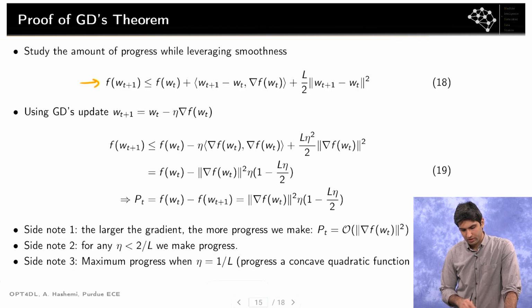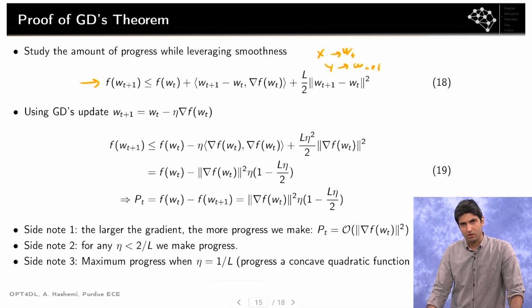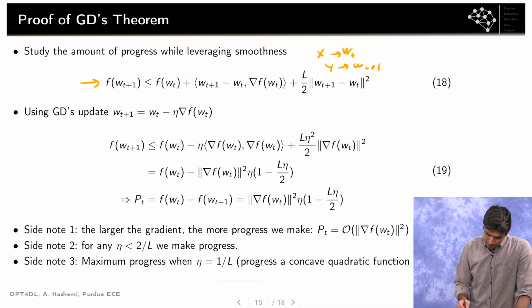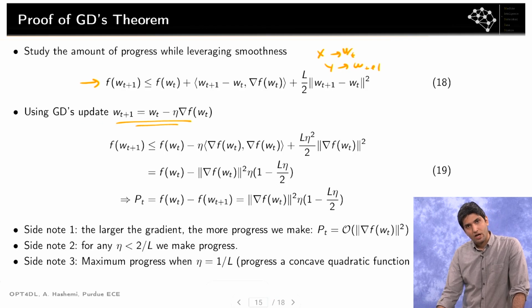So all I'm doing here is using the definition of smoothness when x is basically w_t and y is w_{t+1}. Again, the idea is that this helps me to understand the progress I'm making while running gradient descent. Okay? So this holds for any w_t and w_{t+1}. These are not arbitrary. We are using this specific update to go from one solution to the next one. So I'm going to leverage it here.